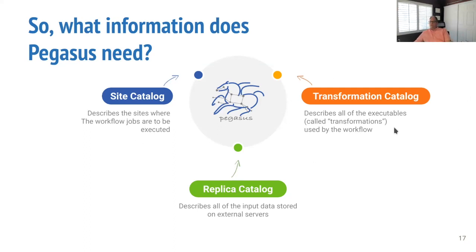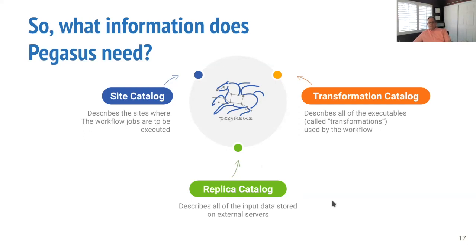The transformation catalog describes what executable you want to run. So if you provide a script or a container, that's described in the transformation catalog. And the replica catalog describes available data. So at the minimum, the replica catalog has the input files for the workflow. It could be more stuff, which I will describe later, but at the minimum, the replica catalog describes all the inputs to the workflow.